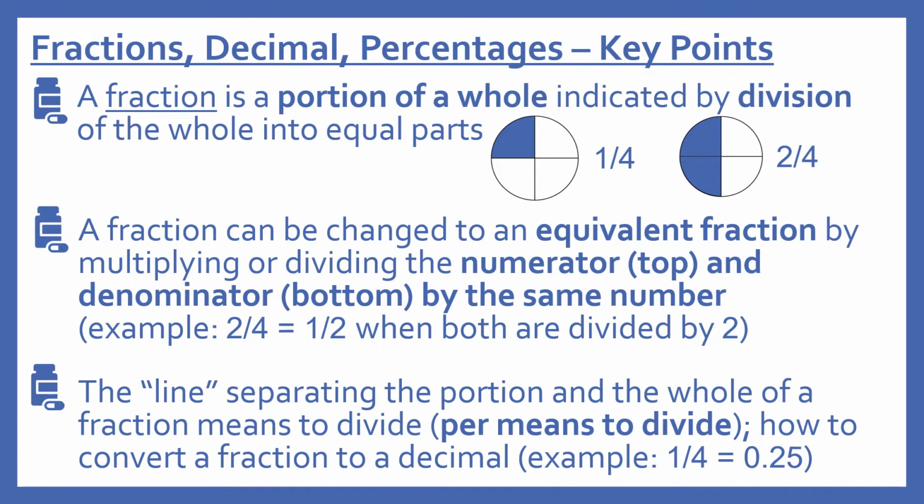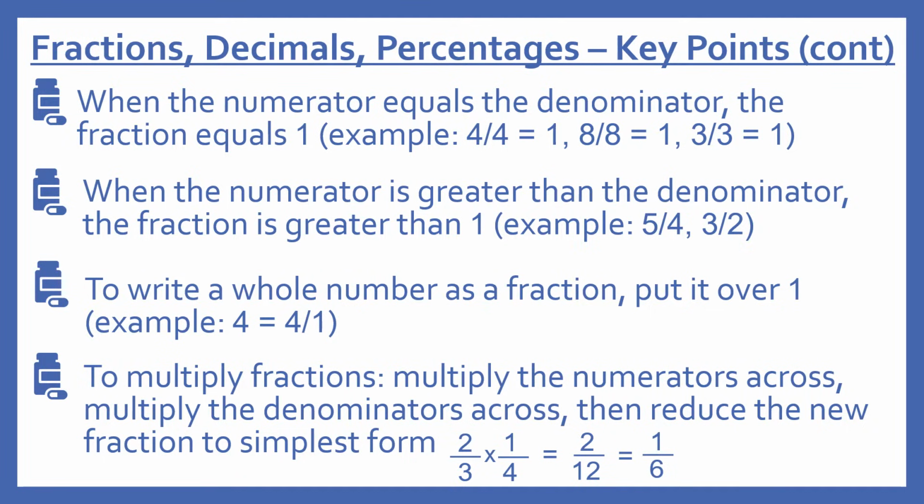And the line separating the portion and the whole of a fraction means to divide. Remember, per means to divide. And this is how to convert a fraction to a decimal. So for example, 1/4, that's 1 divided by 4, that equals 0.25. When the numerator equals the denominator, the fraction equals 1. So our examples, 4 over 4 equals 1, 8 over 8 equals 1, 3 over 3 equals 1. When the numerator is greater than the denominator, the fraction is going to be greater than 1. So for example, 5 over 4 or 3 over 2, that's going to be greater than 1.